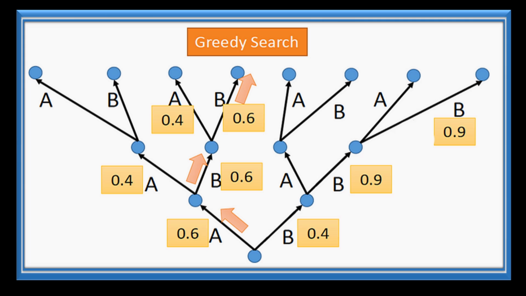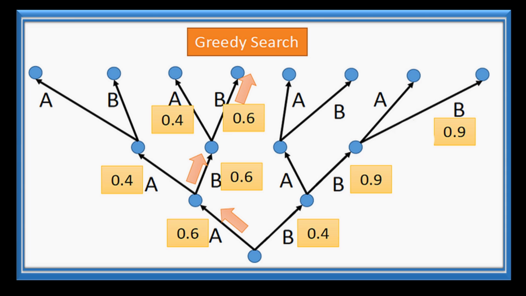Then we have update, where we will update the current solution by incorporating the selected choices. And finally, we have termination, where we repeat the selection and update until the termination condition is met, such as reaching a maximum number of iterations or finding a solution that satisfies certain criteria.